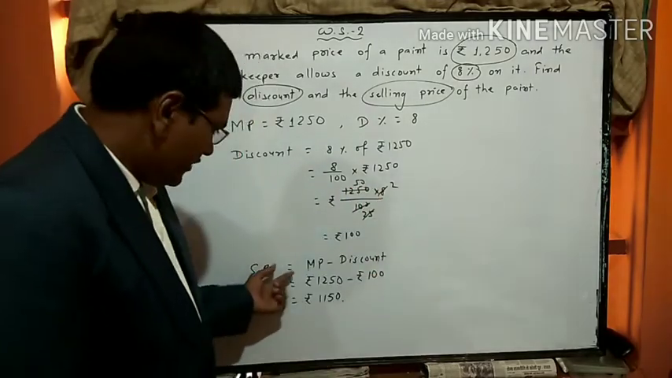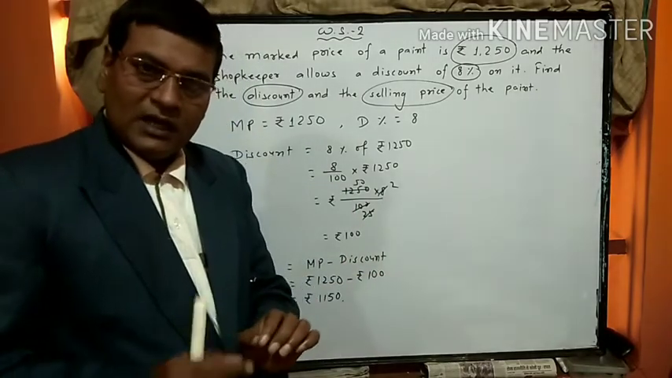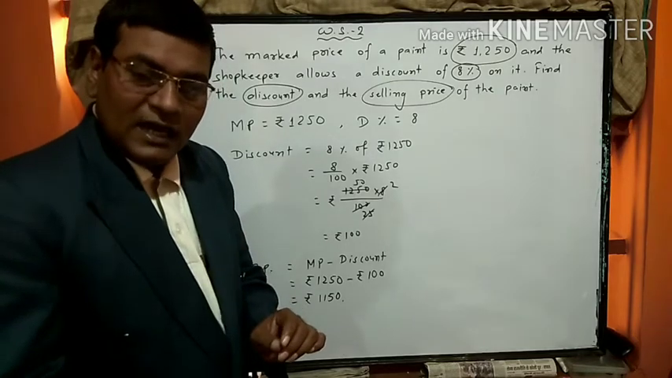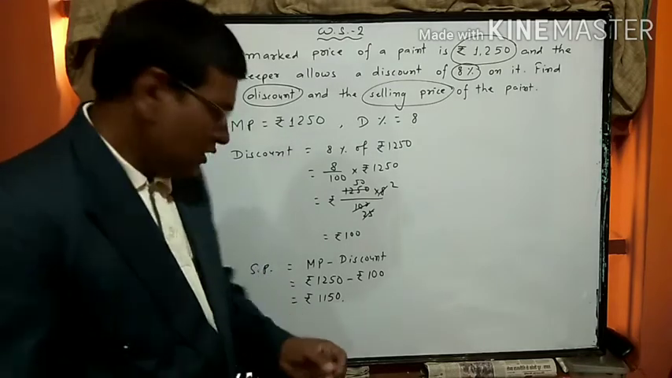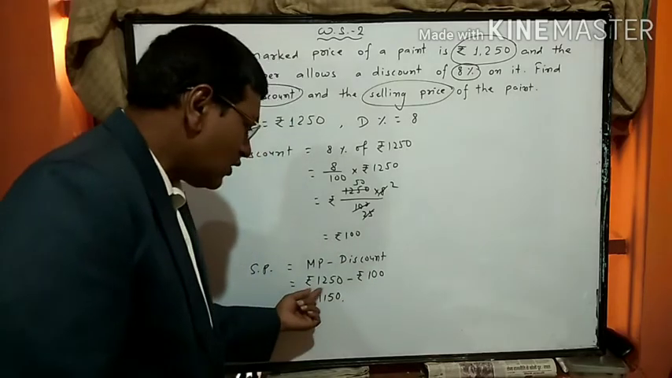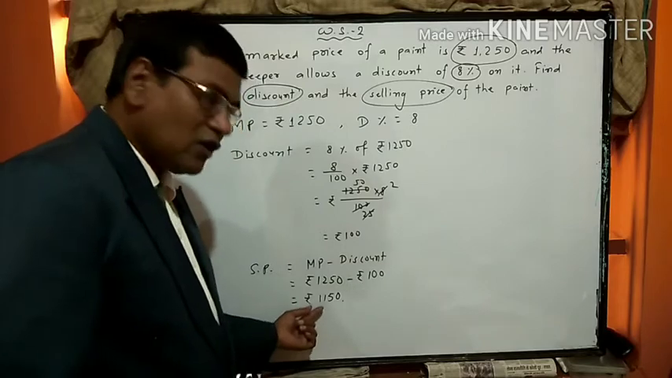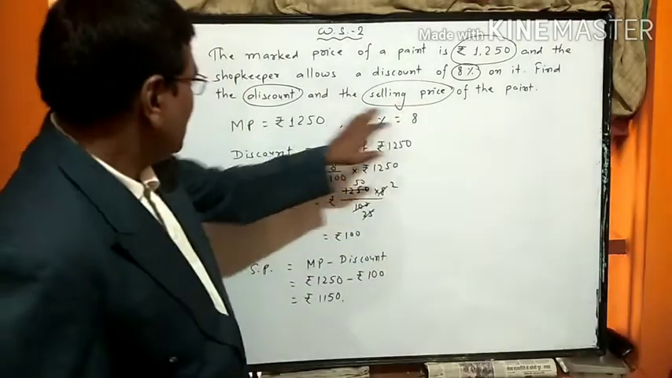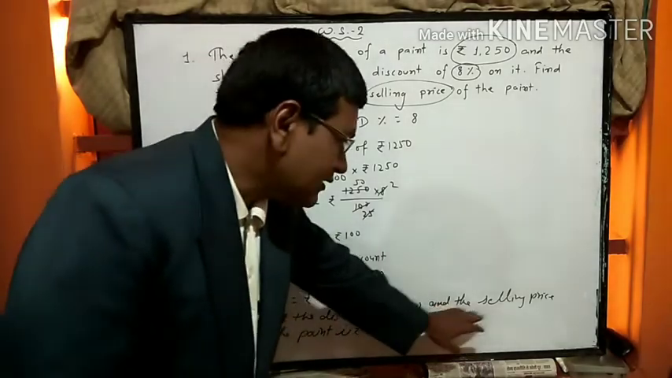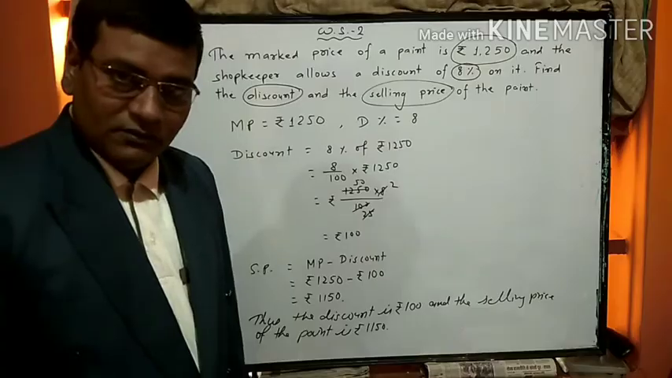Now SP. SP equal CP minus loss. As I told you, you have to put MP in place of CP and discount in place of loss. So SP equal MP minus discount, rupees 1250 minus rupees 100 and it is rupees 1150. Thus you got here the discount is rupees 100 and the selling price of the pant is rupees 1150.